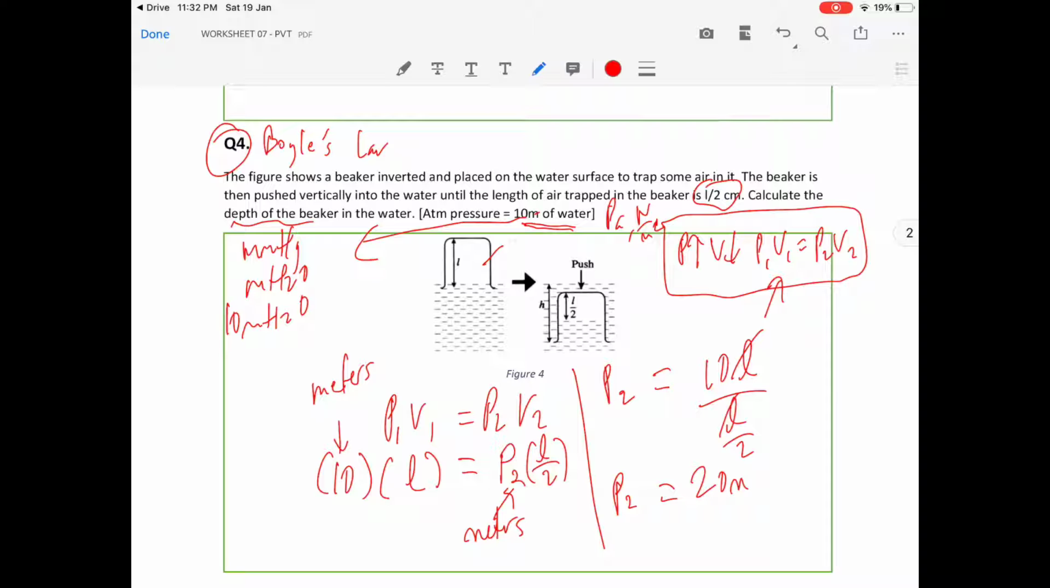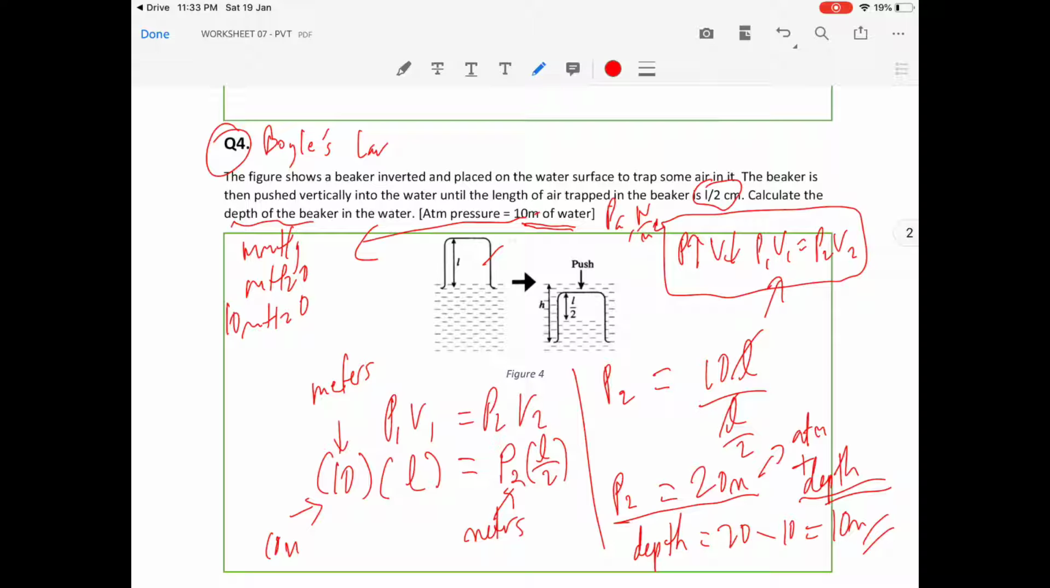But you need to recall the initial pressure of air itself is 10 meters. So the pressure of 20 meters is because we are adding the pressure from the atmosphere plus the depth of the water. If we just want how deep the water went, depth equals 20 minus 10, which gives you 10 meters. So this H here equals 10 meters.